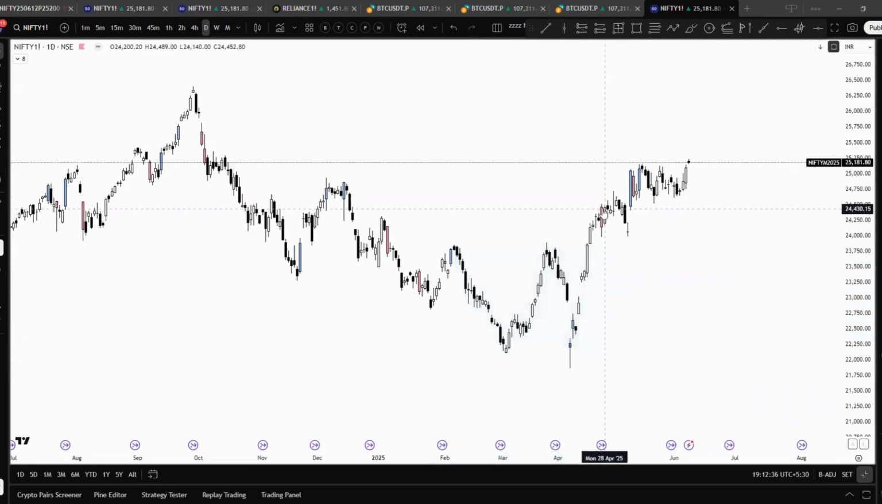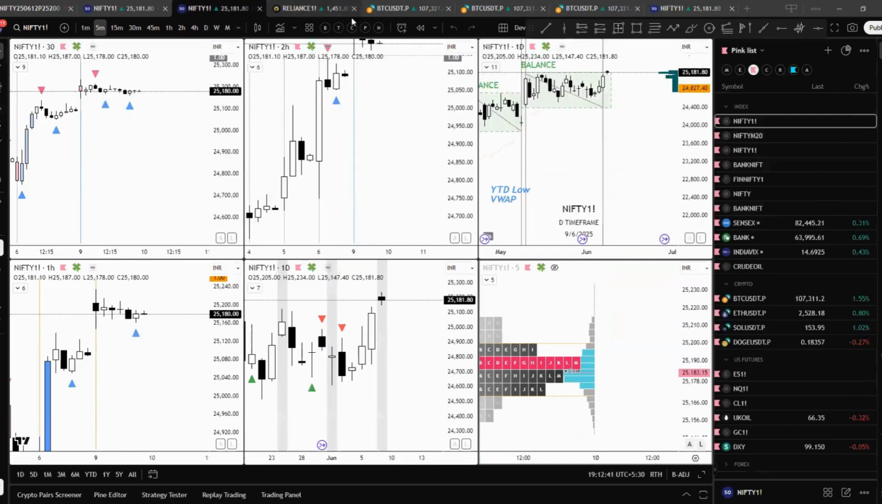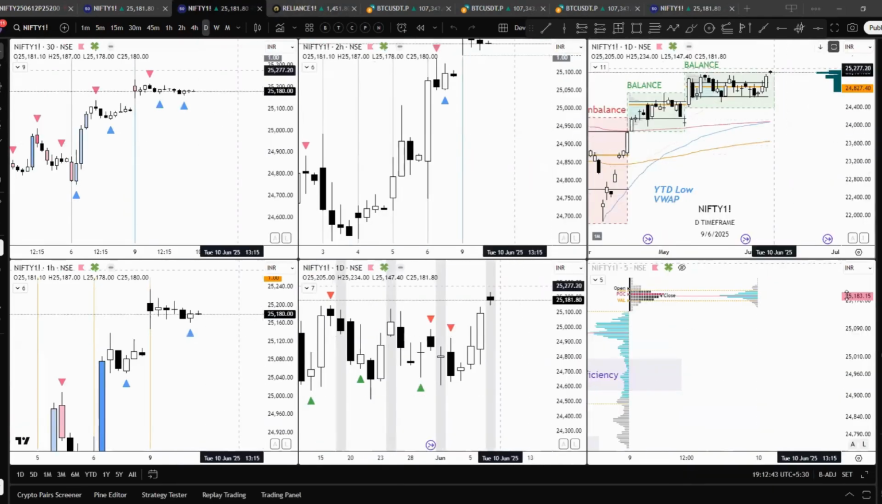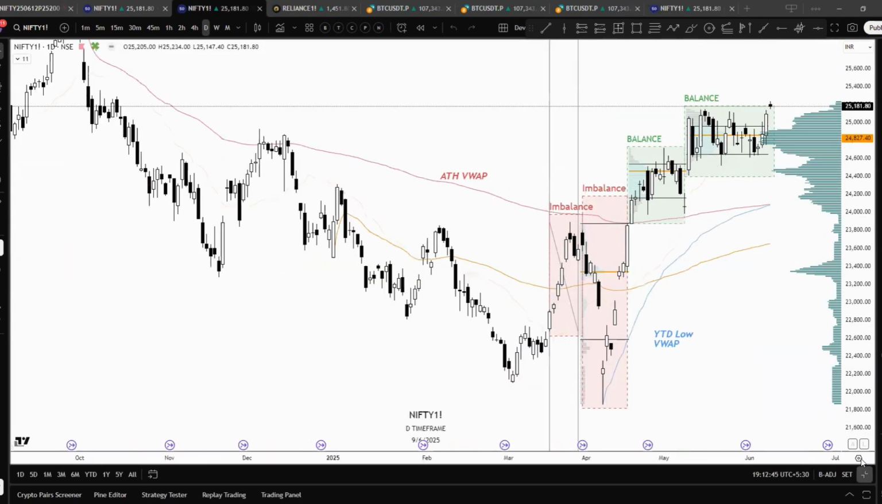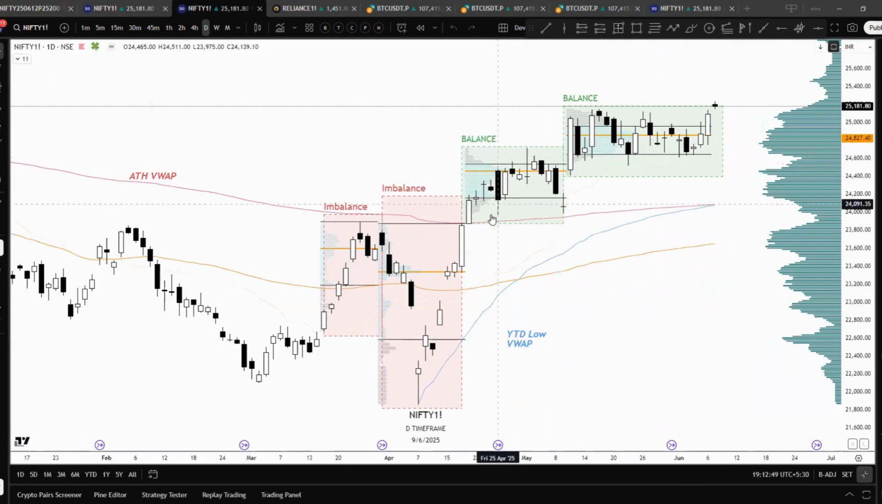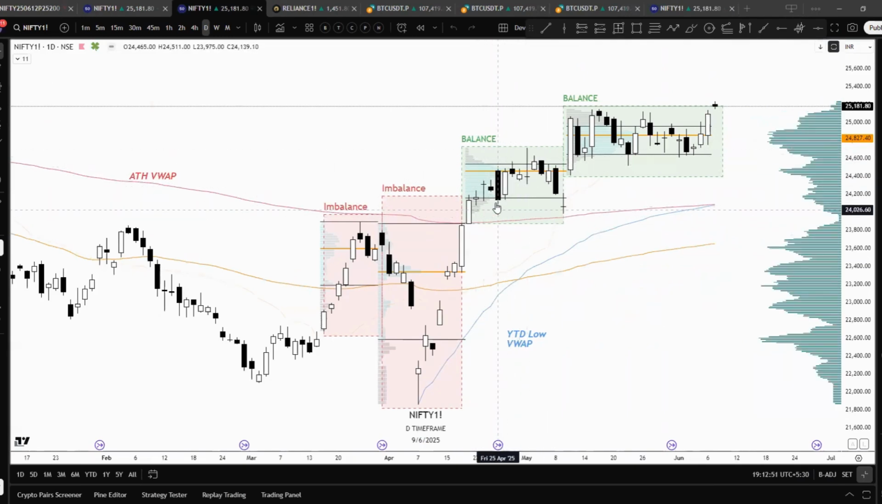So that was a balance, and we had some sort of balance over here. Wait a minute, I have a better chart for this. So this is a balance we had over here. The idea was to just trade the range: buy over here, sell over here, sell over here, buy over here. And for the last 4 weeks we have been doing the same thing. Buy here, sell here, buy here, sell here.